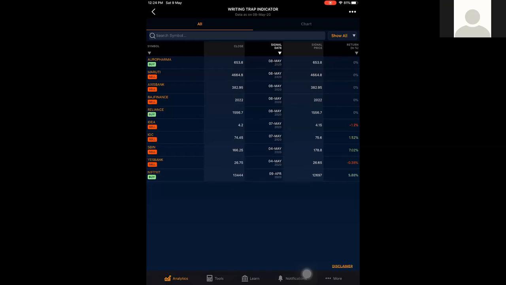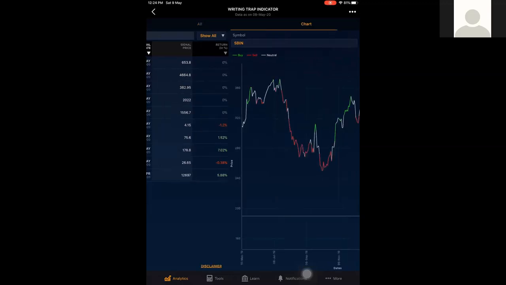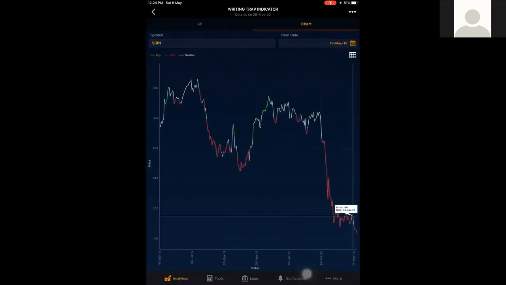So the basic signal over here is just long or short. There is nothing called short covering or long unwinding. Whenever you see a red signal, that means you need to take a short trade. Short means the prices are expected to come down. Whenever you see a green signal, that means you have to take a long trade. That means the prices are expected to go higher.